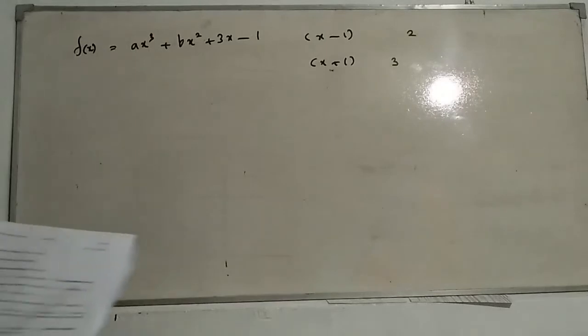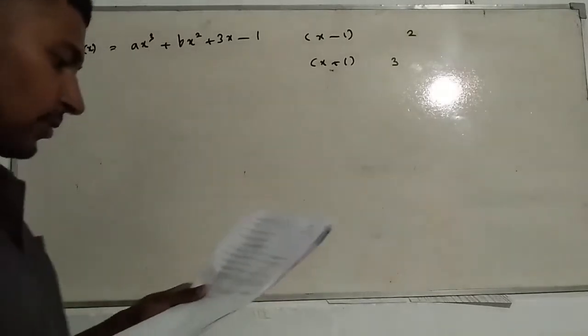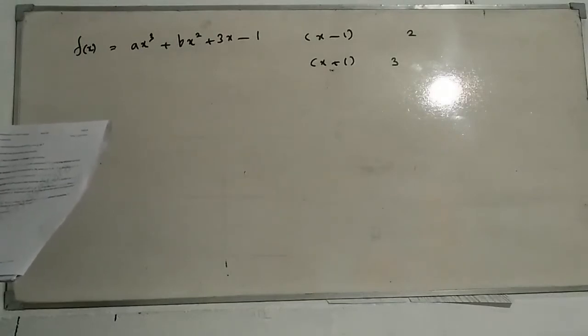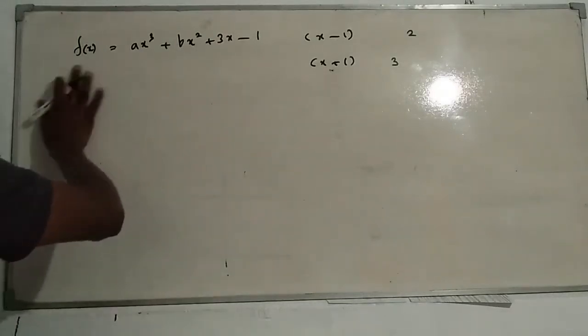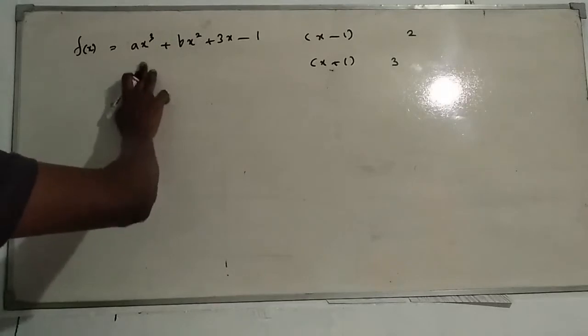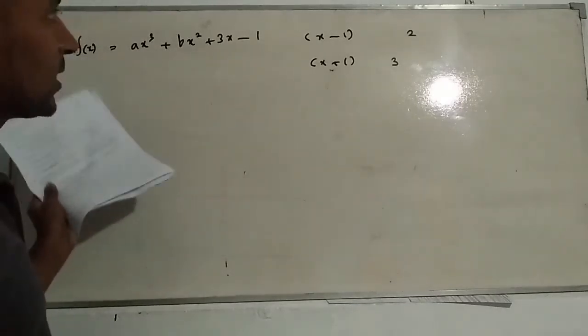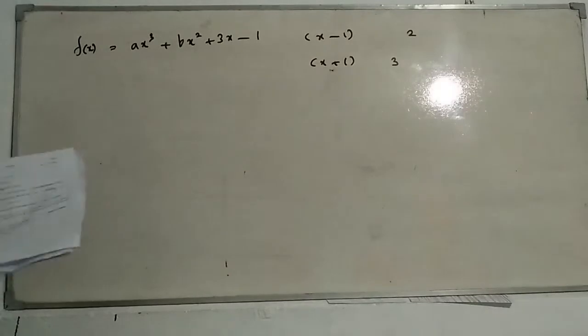Okay, now let's see the next question. The next question says that we have been given a polynomial f of x equals x cubed plus a x squared plus 3x minus 1. This is the polynomial that we have been given. When this polynomial is divided by x minus 1, the remainder is 2.